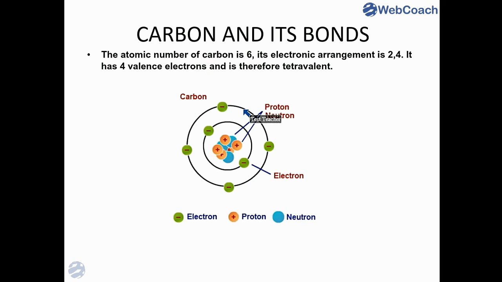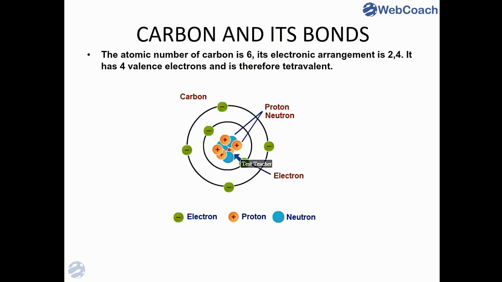Since this is the outermost shell of carbon, it is also called the valence shell. That means there are no other shells or electrons beyond this outermost shell or energy level. That is why it is called a valence shell, or the outermost shell.